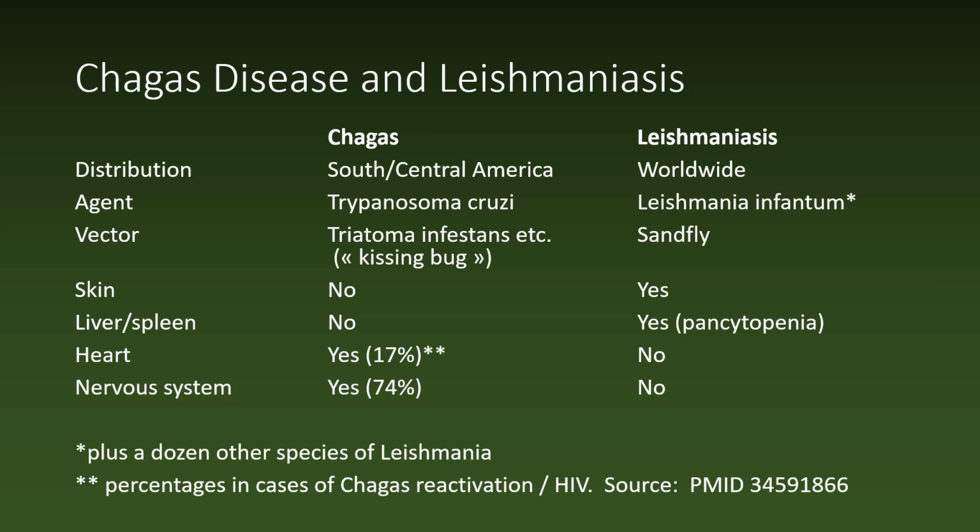Chagas disease and Leishmaniasis are both vector-borne, HIV-associated, and caused by related protozoa, Trypanosoma cruzi for Chagas, Leishmania for Leishmaniasis. The distribution is a little different. Chagas disease is only seen in South and Central America. The vector is different, kissing bugs for Chagas disease, the sandfly for Leishmaniasis. In Chagas disease, it's the heart and the nervous system that are involved. In Leishmaniasis, the skin, the liver, and the spleen.